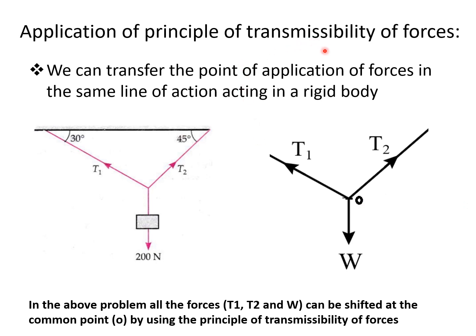Now the application of the principle of transmissibility of forces. We can transfer the point of application of forces along the same line of action acting on a rigid body. If you see this case here, a weight of 200 Newton is supported by two strings, and T1 and T2 are the two tensions in these strings that support that weight of 200 Newton. Now by using the principle of transmissibility, we can shift the line of action of that 200 Newton to the common point O. Actually that weight is on the block at its center of gravity, which is uniformly distributed, but we can shift its point along the same line of action and we keep that W at O. So now, due to this principle of transmissibility, the force system becomes very easy to understand. So this is the application of the principle of transmissibility, so that we can shift any force to any point within the same line of action, and by doing that, we can reduce that force system to understand it easily.